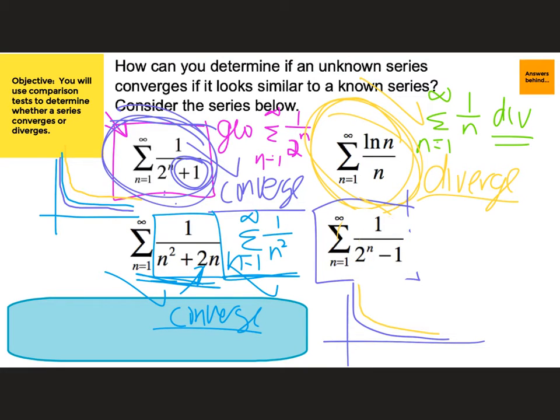Now, some people will call this the direct comparison test that I'm talking about. The direct comparison test says, if I have a known convergent series and I have an unknown series that's always less than that, then the unknown has to also converge. Similarly, if I have a known divergent series and I have an unknown series that's always more than that divergent series, could be equal to, then the unknown series will diverge. Obviously, I'm thinking above the x-axis.